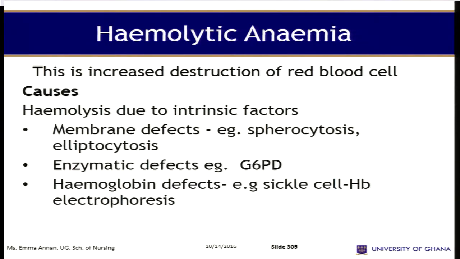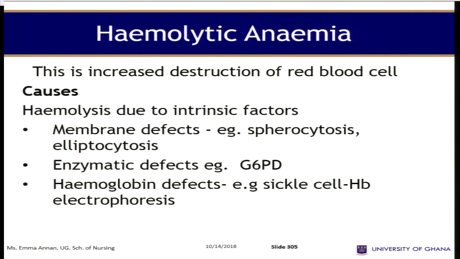The third one that I want us to look at is hemolytic anemia. Hemolytic. This is the increased destruction of the red blood cells. The red blood cells are found, but they are being destroyed. And causes are due to intrinsic and extrinsic factors.